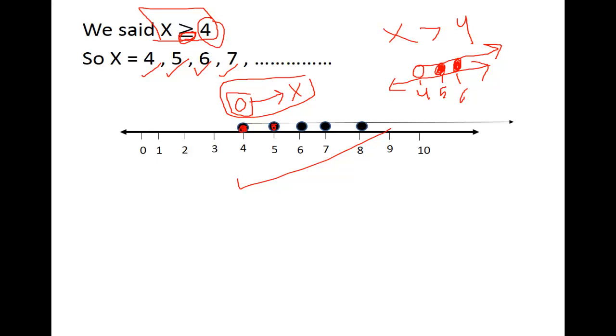But in 4, like in this example, we have to make the 4 an empty circle.